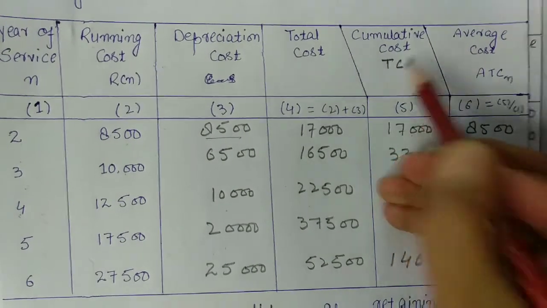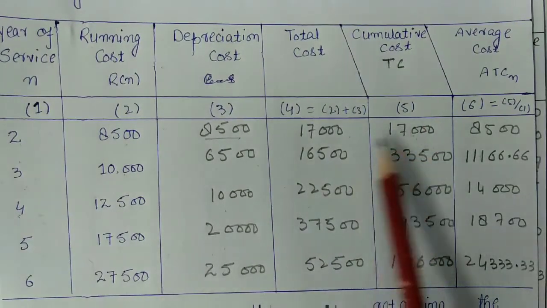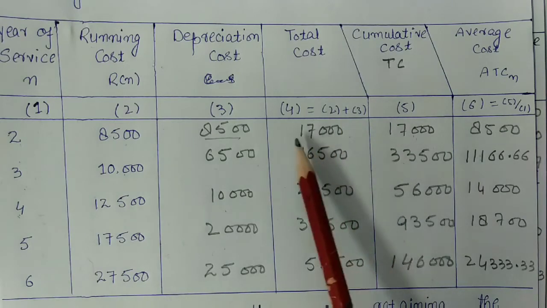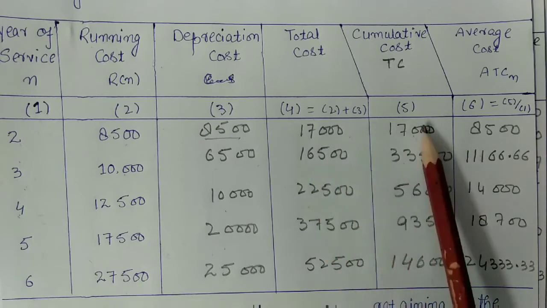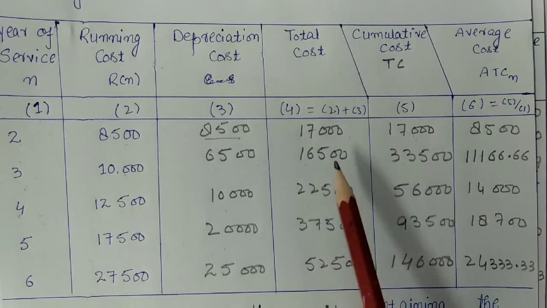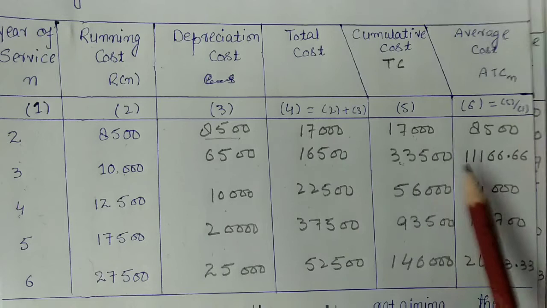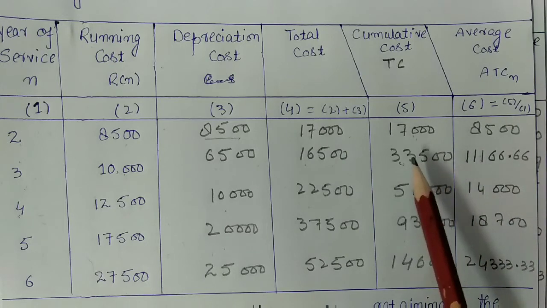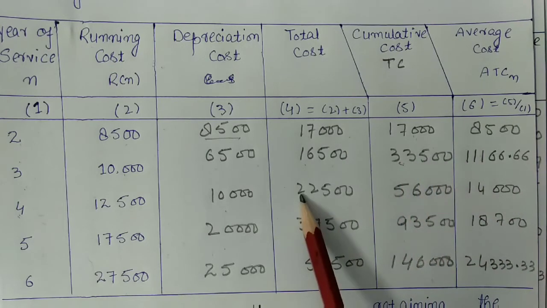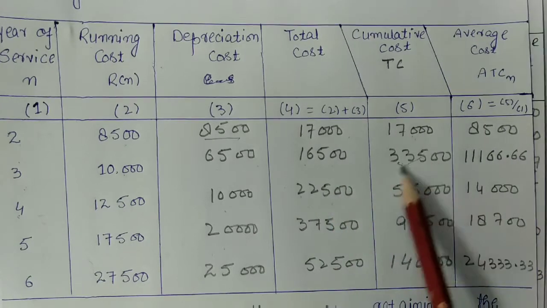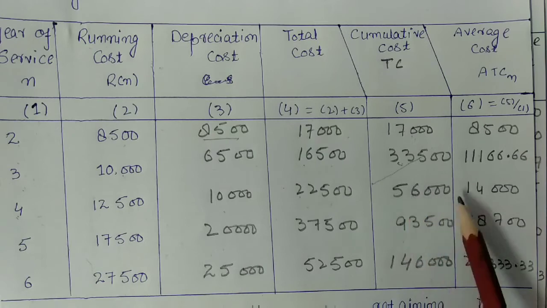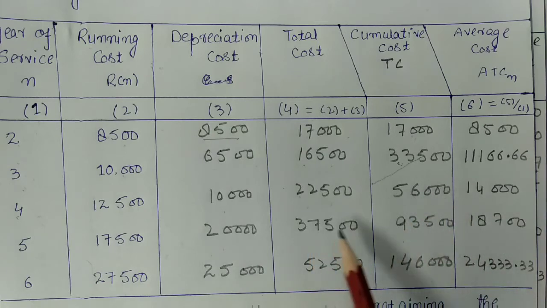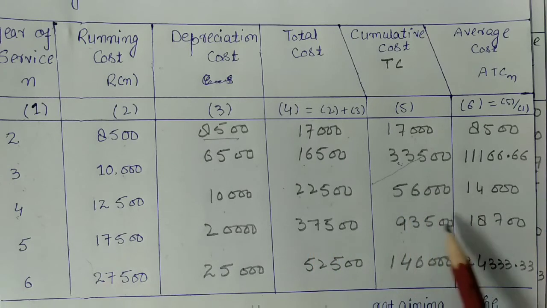So for the 1 year, it is 17,000. For 2 years it is 17,000 plus 16,500, it will become 33,500, and then I will add 33,500 and 22,500. Adding these two I will get 56,000, and then 56,000 plus 37,500, I will get 93,500, and so on.